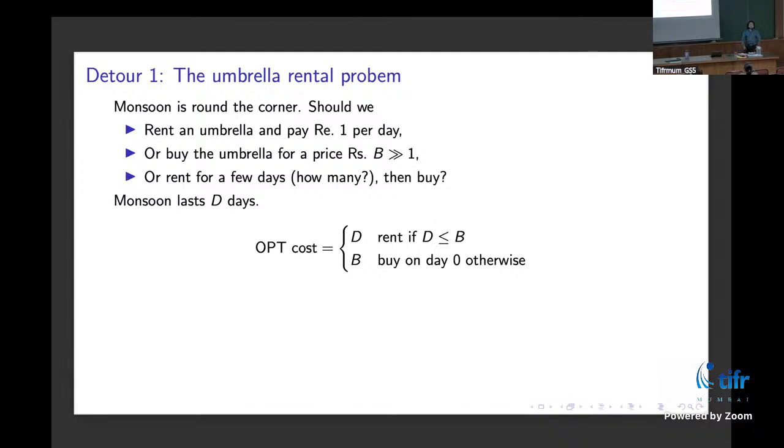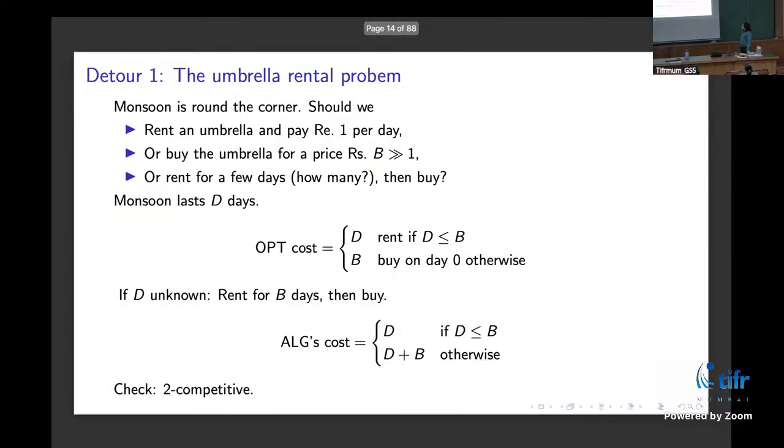If we knew the value of D, if we knew how long the monsoon is going to last, then it's obvious to rent the umbrella if D is less than B. Otherwise, you just buy it. But if D is unknown, what could we do? Well, we'll just rent the umbrella for the first B days and then buy it.